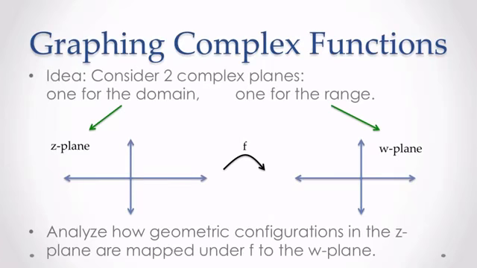So how would you graph such a function? The idea is to consider two complex planes. One for the domain, and that's right here. The domain is everything you're allowed to plug into your function. We call that the z-plane. And one for the range, so that's what the function spits out. We call that the w-plane. And the function f maps the z-plane to the w-plane.